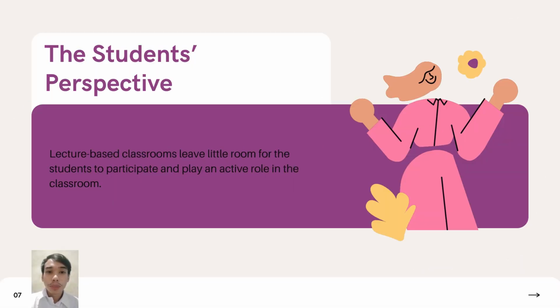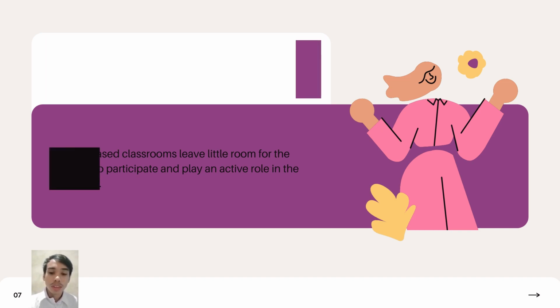The students' perspective: in the late curriculum, lecture-based learning leaves little room for students to participate and play an active role in the classroom. Meaning, the traditional teaching doesn't purely involve the students' participation, because teachers only follow the curriculum, which is to deliver the content of the literature to students without confirming how they learn from the discussion.